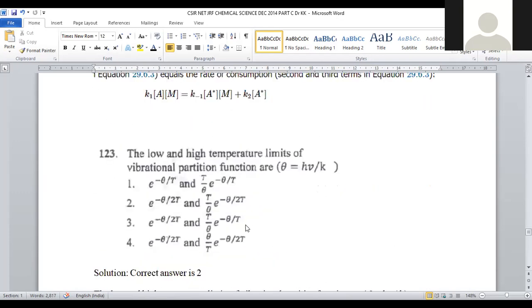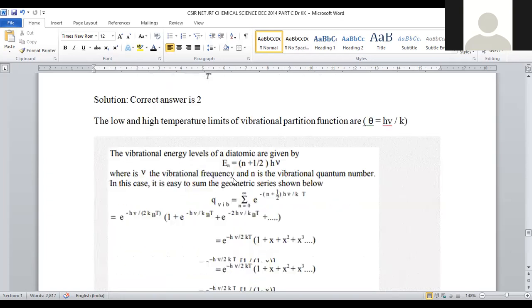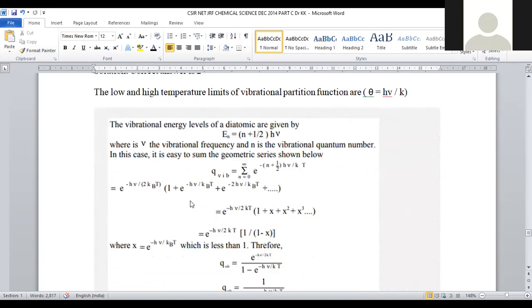Let us move on to question number 123. The low and high temperature limits of the vibrational partition function, where theta is equal to h nu by k, are to be depicted. This is a question from the vibrational partition function, which is physical chemistry of spectroscopic analysis, right? Vibrational energy levels of a diatomic molecule are generally given by En is equal to (n plus 1 by 2) h nu. This is the empirical formula for the calculation of vibrational energy of the molecule.